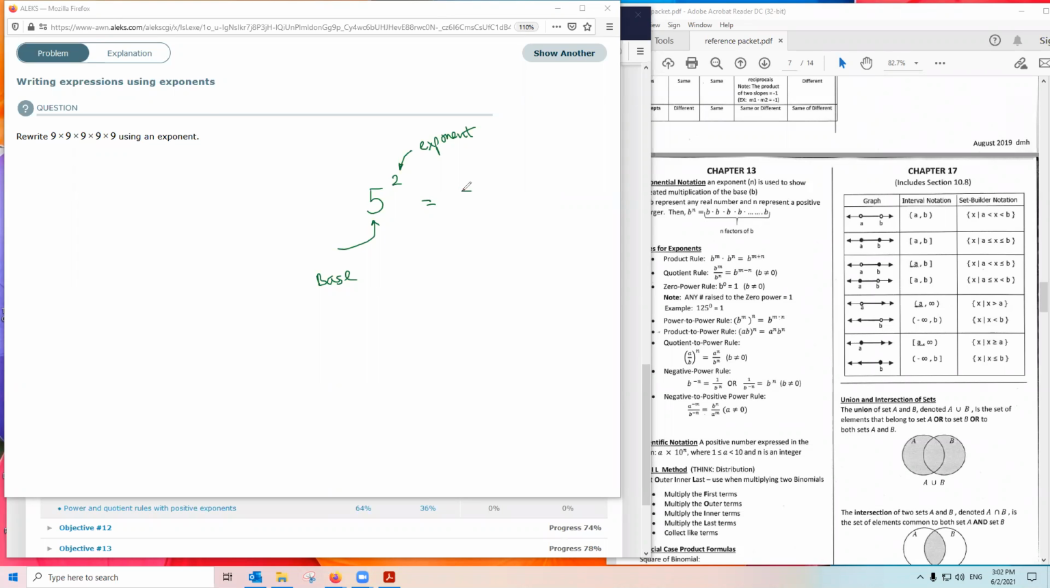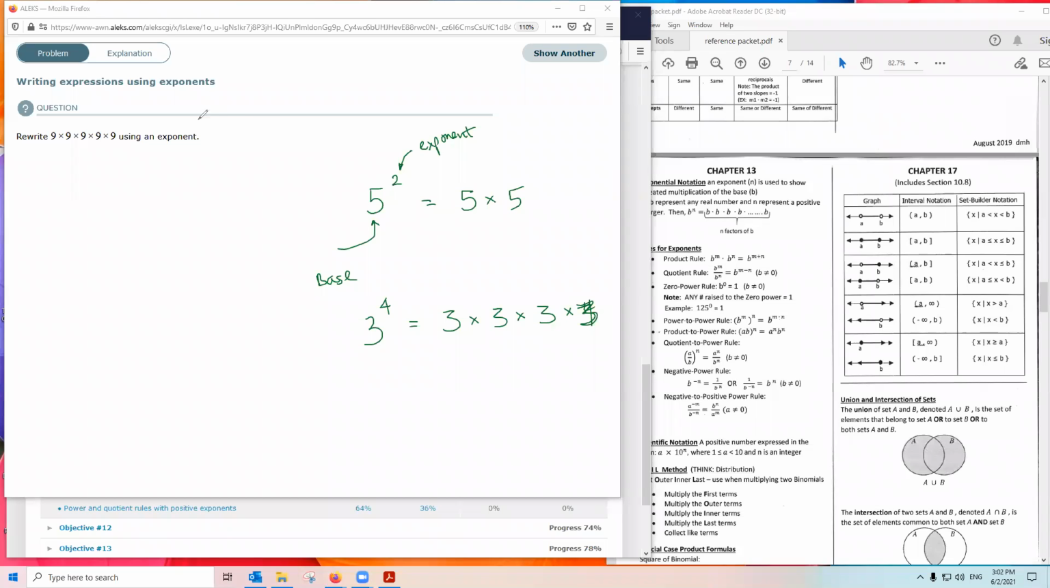So 5 to the exponent 2 is really telling you to take the base 5 and multiply it times itself 2 times. What if I had 3 to the exponent 4? That is telling me to take the base 3 and multiply it times itself 4 times. So really, exponents are just repeated multiplication. The exponent is telling you how many times to do the multiplication.